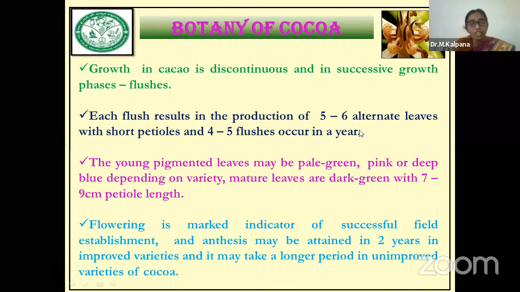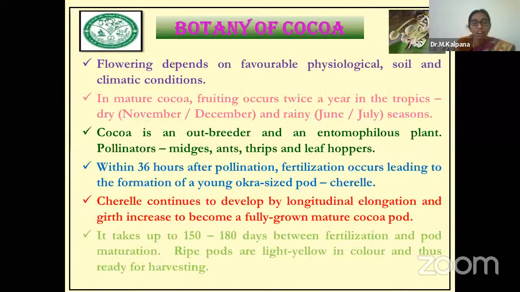The first flowering will start 24 months after transplanting. We transplant vigorous seedlings of age 6 to 8 months old. So this flowering is very important. This flowering depends upon the physiological conditions, soil conditions, and also climatic conditions. In matured cocoa, you will get almost 2 fruiting seasons in the tropical region, because it is completely a tropical crop. You will get 2 fruiting seasons.